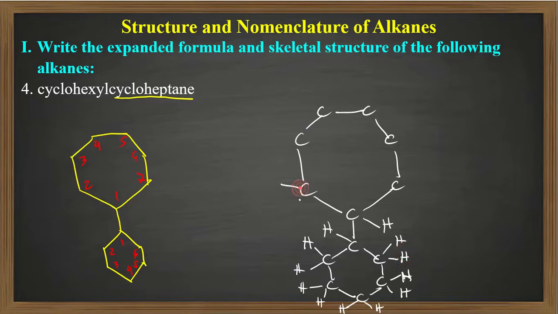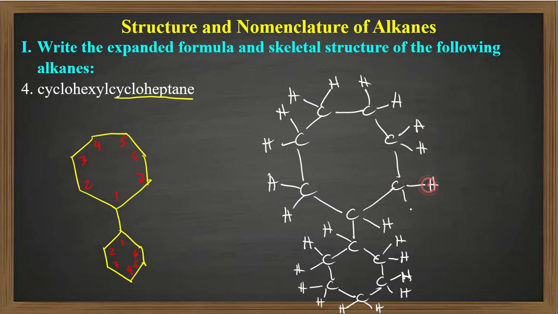For this one, naanay duha daan ka bond. So we just add 2 more hydrogen. The same with this one. Ayan. So tinagduha na. Okay. Ayan. Alright. And then the last one, duha gihapon. So that's the expanded formula for cyclohexyl cycloheptane. Okay?